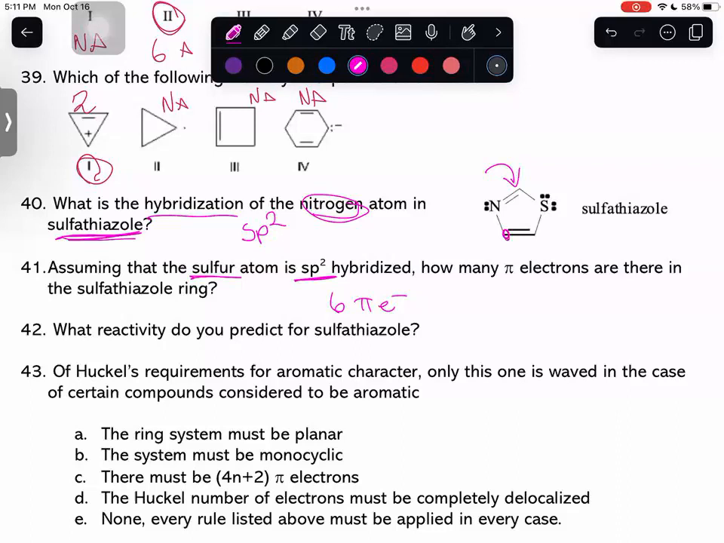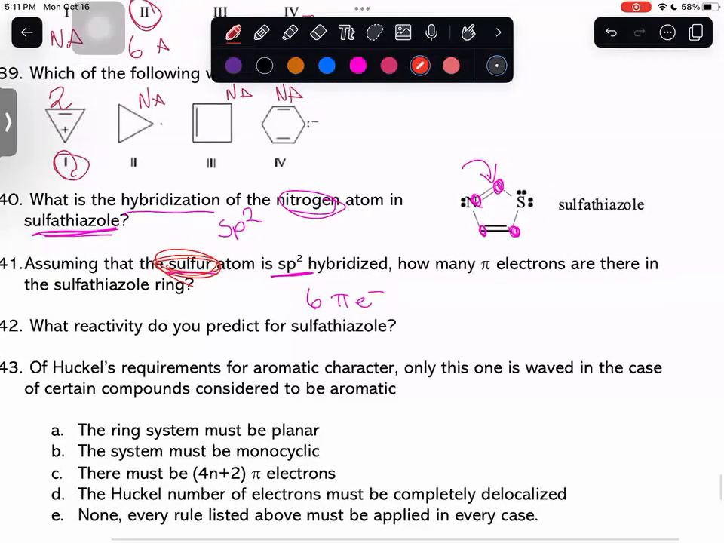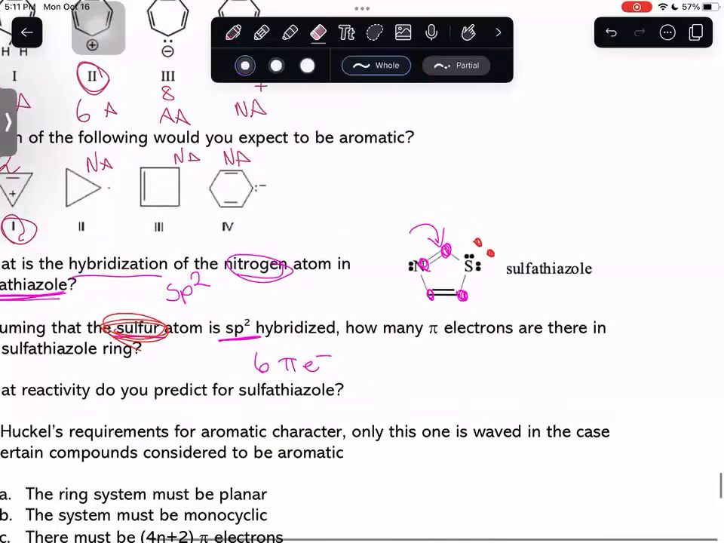Exactly. So we have 1, 2, 3, 4, but it says that the sulfur is going to choose to be sp2. So because of that, single bonded heteroatoms, the rule is that it donates 2 electrons. So we see 5 and 6 in that case. Single bonded, that one can choose to be planar or non-planar.